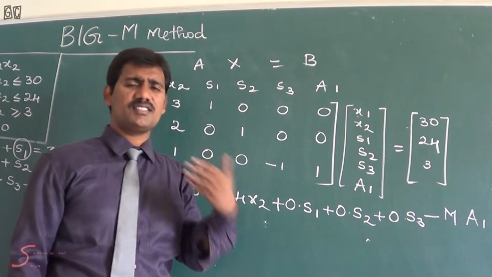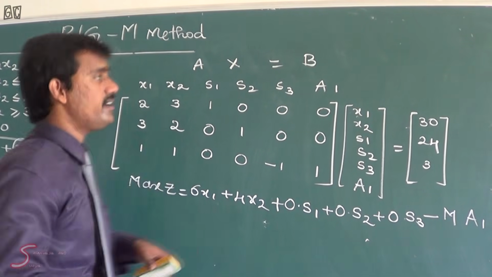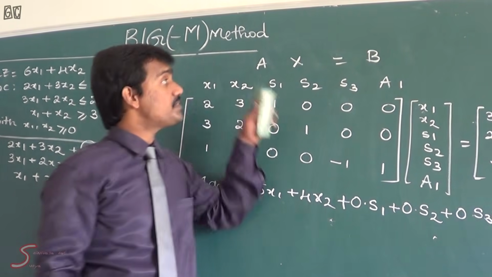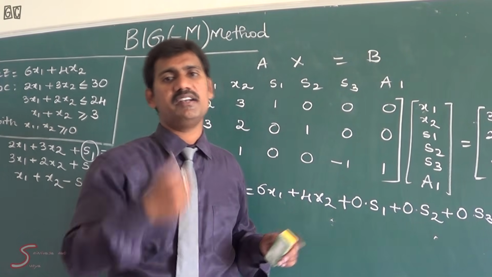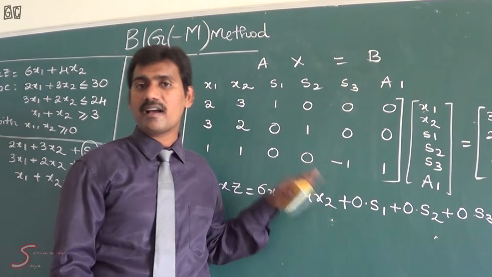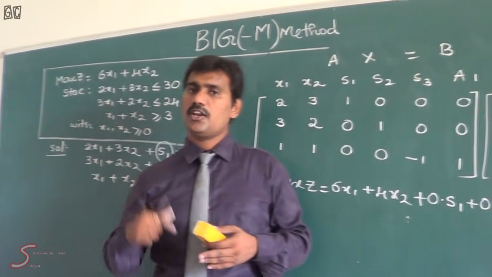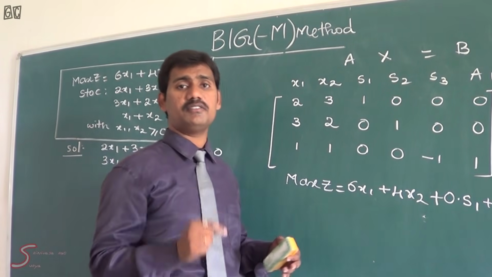Most candidates say it's the big M method. It's not big M, it's big minus M method. Now we are applying some sort of penalty, so this method is also called the penalty method. Now we have to consider this. From this data we have to draw iteration tables. Now we will move on to the first iteration table.